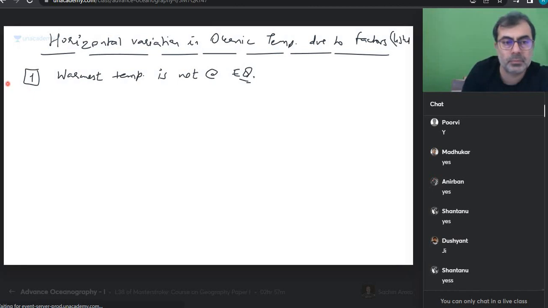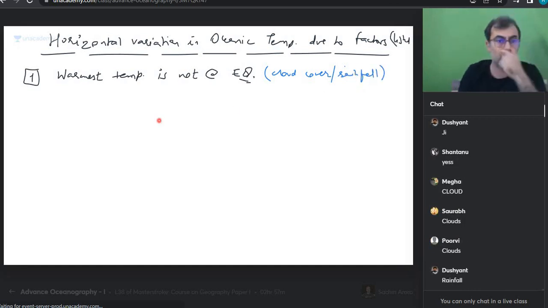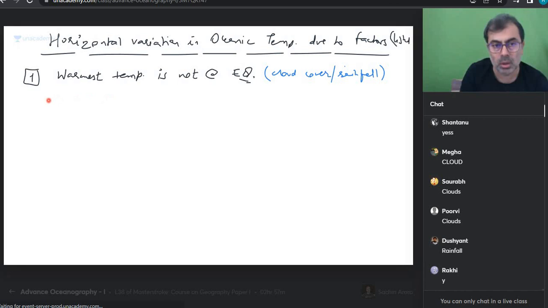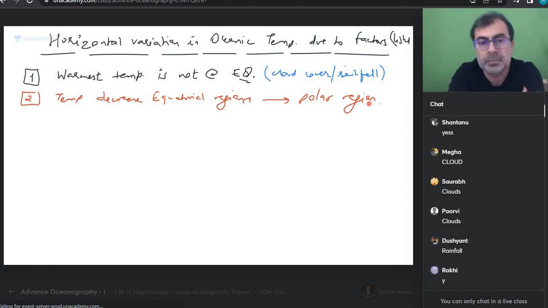Why? Cloud cover, rainfall. Will it lead to some cooling effect? Though temperature decreases from the equatorial region to the polar region. True? Are you with me on this?